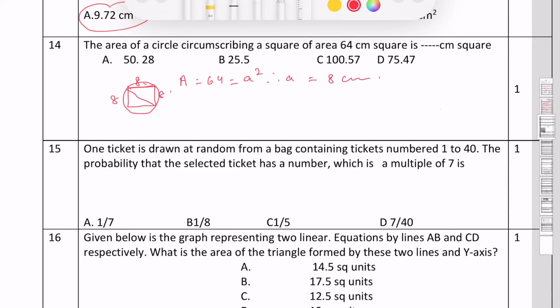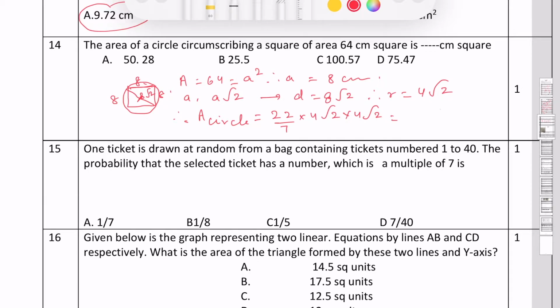Now let us find out what is the diameter. We know that if A is the side, the diagonal is A root 2 using Pythagoras theorem. So it is 8 root 2. Diameter of the circle is 8 root 2. That means the radius of the circle is 4 root 2 centimeter. So what will be the area of the circle? That is pi r square, 22 by 7, 4 root 2 and 4 root 2. That means it is 22 into 16 into 2 by 7. That will be 100.57 centimeters square.